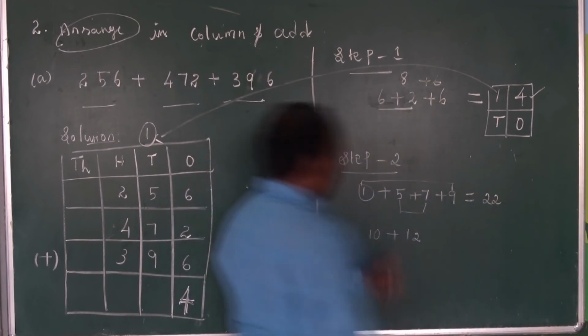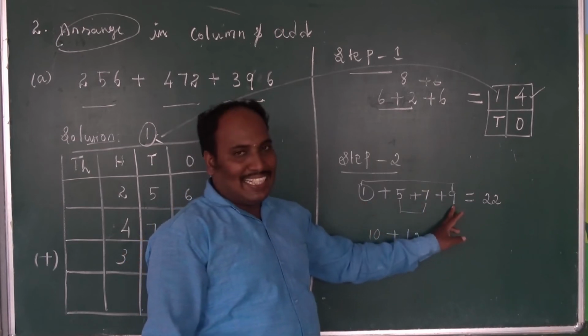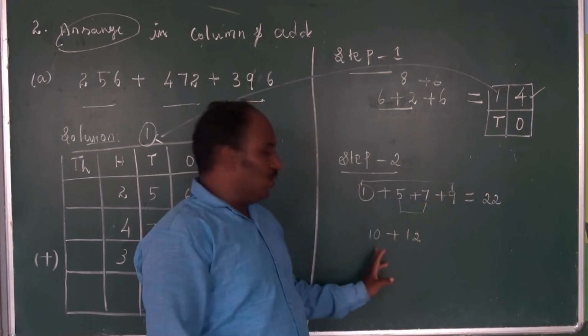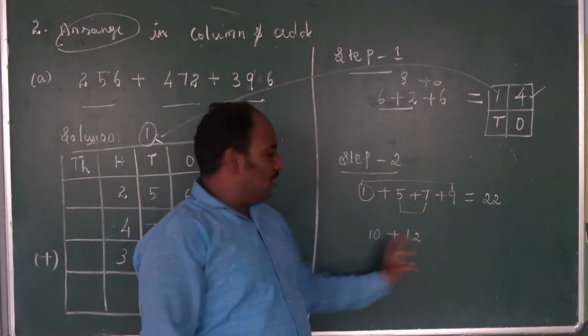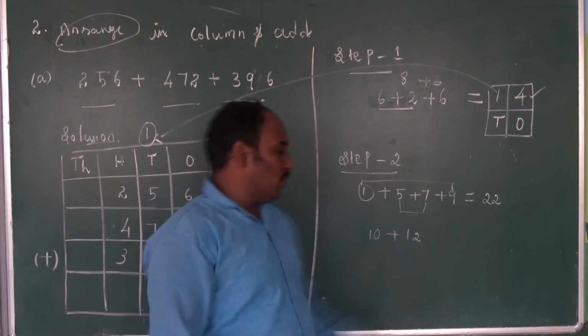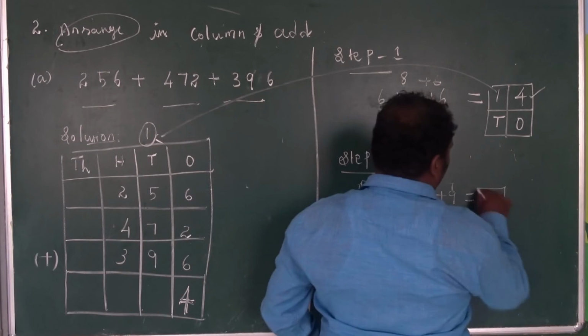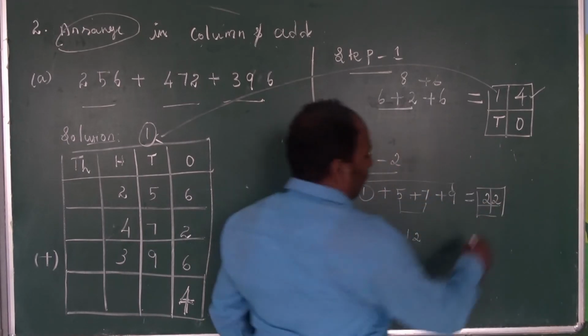Listen here. 1 plus 5 plus 7 plus 9. We add simply 1 plus 9 is equal to 10. Then 5 plus 7 is equal to 12. Add both of them: 10 plus 12 is equal to 22. We add tens, so 22 tens.